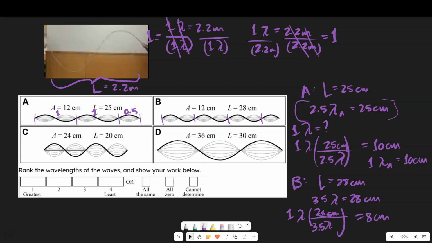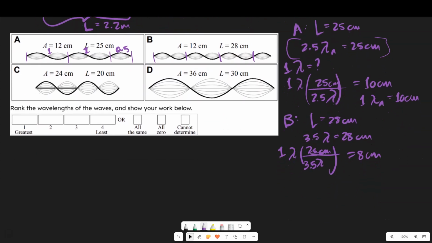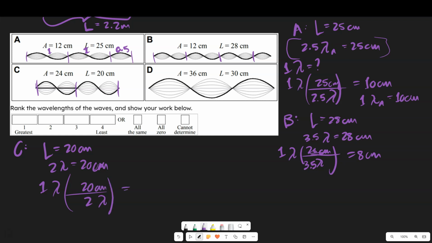Now let's do C and D, and then we can rank them. And the question is, how many wavelengths do we have here? Well, we've got 2 full wavelengths. So we could say 2 lambda is equal to 20 centimeters. Okay, and so the question is, what would 1 lambda be? And we're going to multiply it by a fraction here. We need lambdas on the bottom, so 2 lambda over here, 20 centimeters goes up top. And so we're left with 10 centimeters. In other words, 1 lambda for C is equal to 10 centimeters.